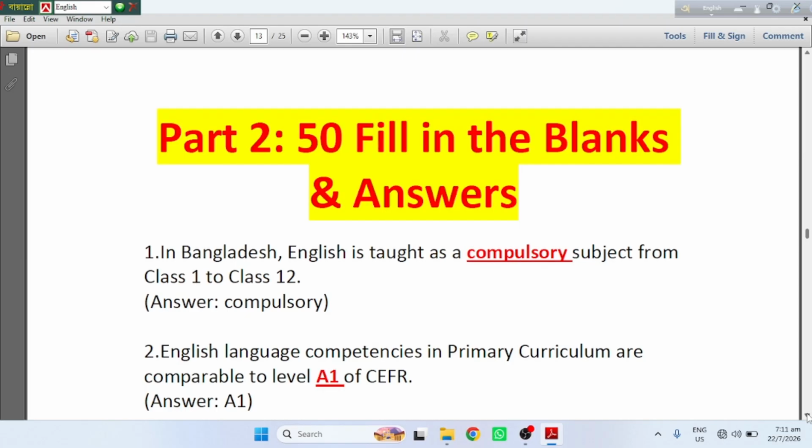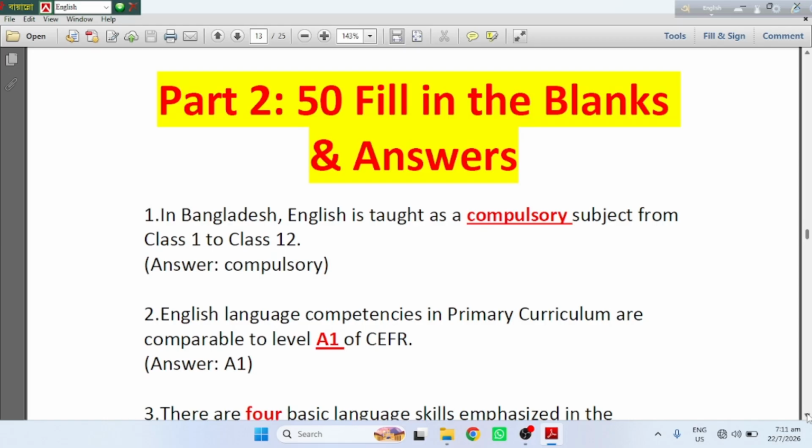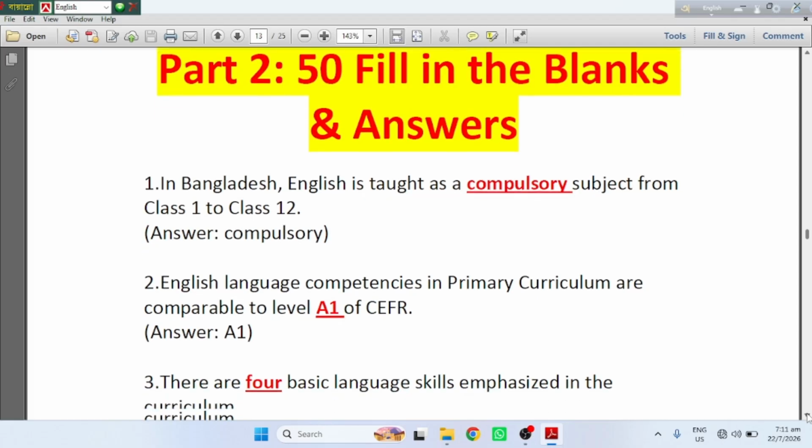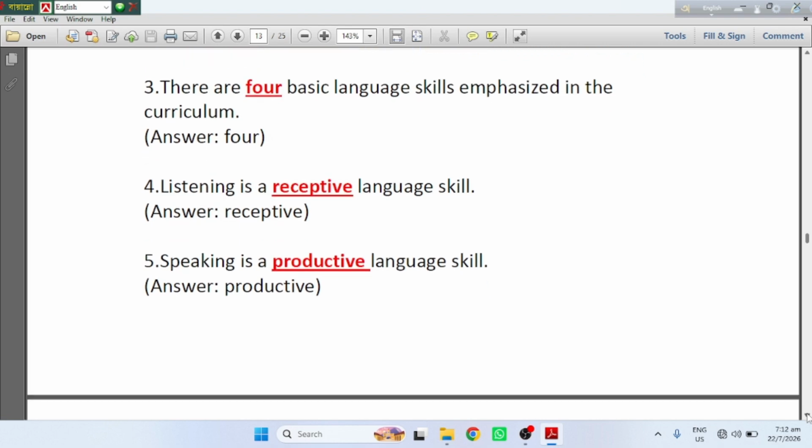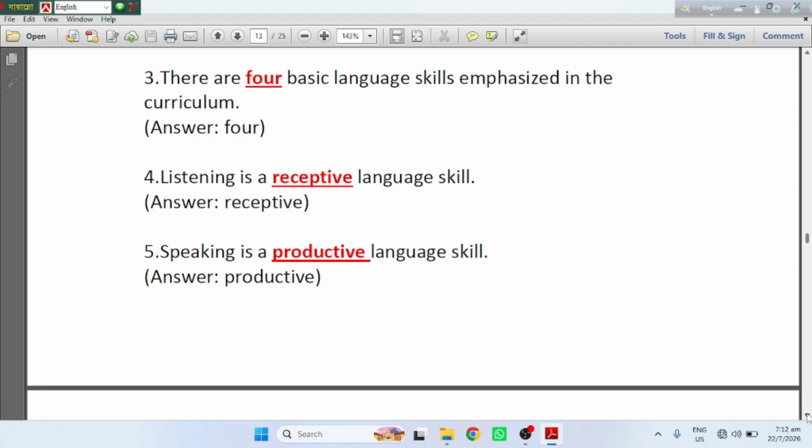In Bangladesh, English is taught as a compulsory subject from class 1 to class 12. English language competencies in primary curriculum are comparable to level A1 of CEFR. 3. There are 4 basic language skills emphasized in the curriculum. 4. Listening is a receptive language skill.